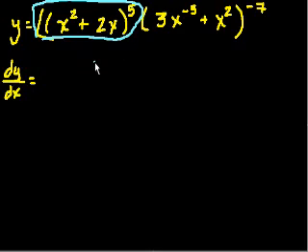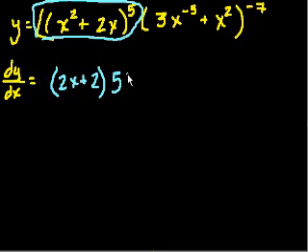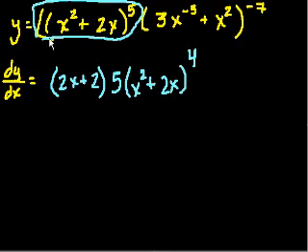Well, we're going to use the chain rule first. So we take the derivative of the inside, which is 2x plus 2, and multiply it times kind of the derivative of the larger expression, but we keep x squared plus 2x there. So it's times 5 times something to the fourth, right? And that something is x squared plus 2x. So there, we took the derivative of this first term right here.